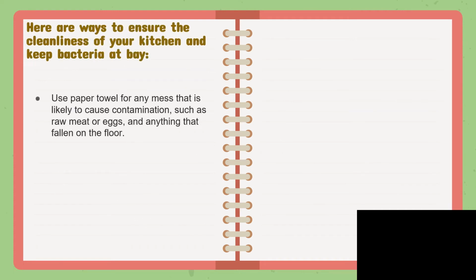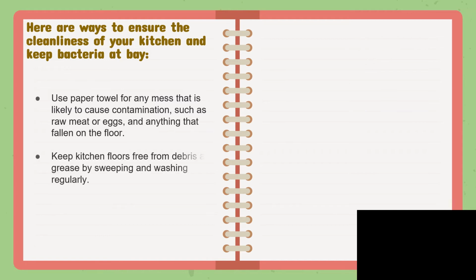Okay, number 7, use paper towel for any that is likely to cause contamination, such as raw meat or eggs and anything that's fallen onto the floor. So we can use paper towel. Ito yung malaking papel or paper tissue na makapal. So kung wala nun, make sure na yung basahan ninyo ay maayos at malinis.